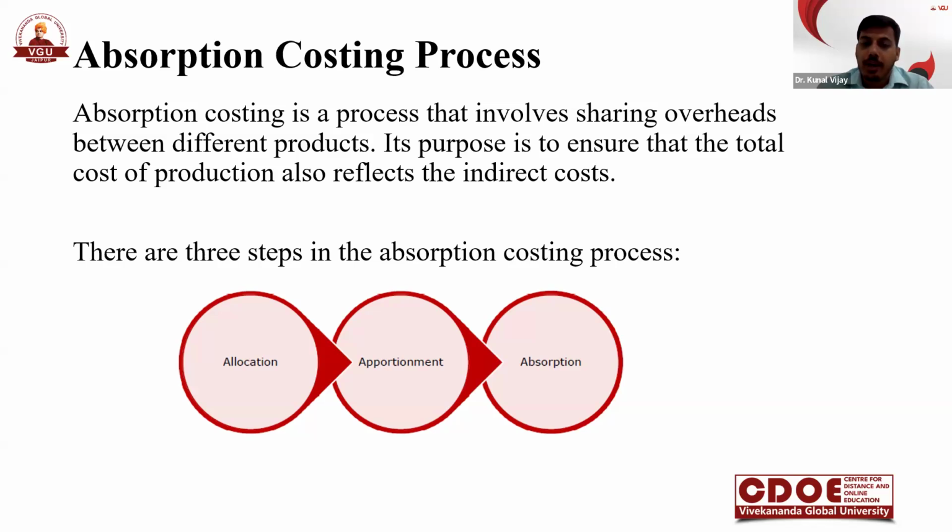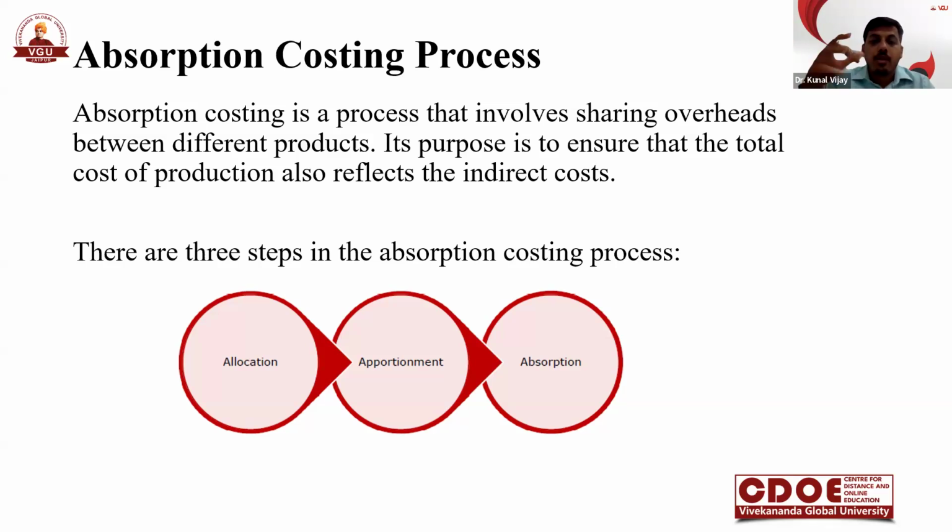First one is allocate. You will just have to allocate the amount to different categories, like the direct material cost for the bottle and the direct labor cost for this bottle. Okay, so allocation. Then after that, apportionment. Apportionment means what? Indirect cost.